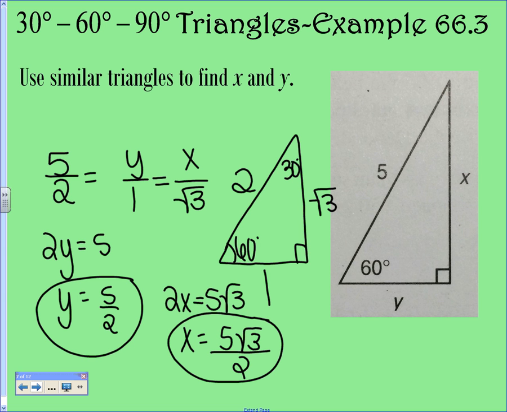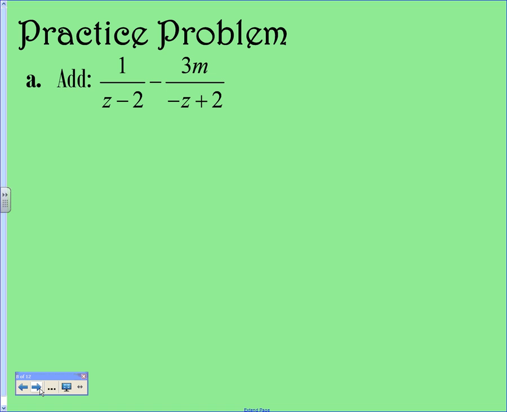If you had used sine, cosine, or tangent to find these, you would have gotten a decimal for that, and it would be marked wrong. You need to practice using your proportions. Okay? Any questions so far? All right. So, see if you can do this practice problem by yourself.